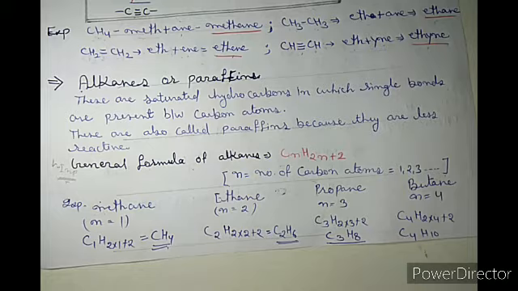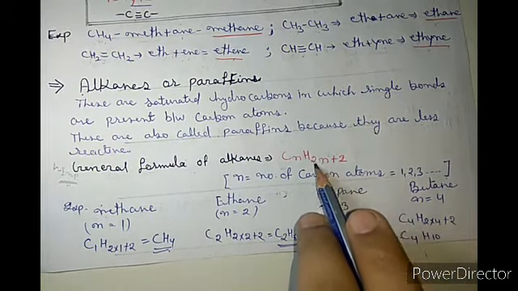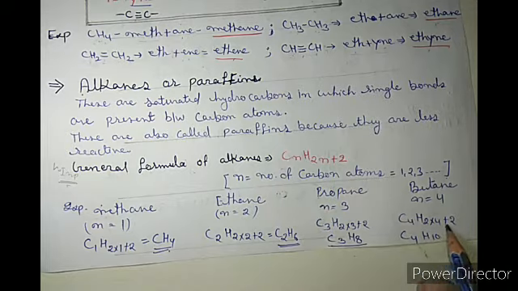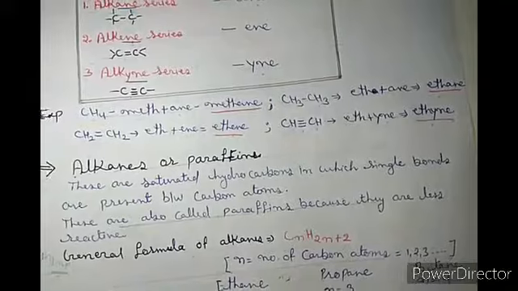Similarly, if we consider butane, then it is C4. For but, n is 4. Now put the value 4 here, so it becomes 2 into 4 plus 2. So its molecular formula becomes C4H10. Got it? So in this way, by using the general formula, we can derive the molecular formula of this series.